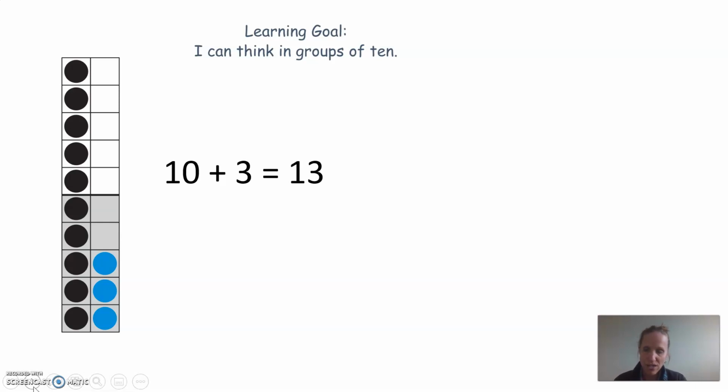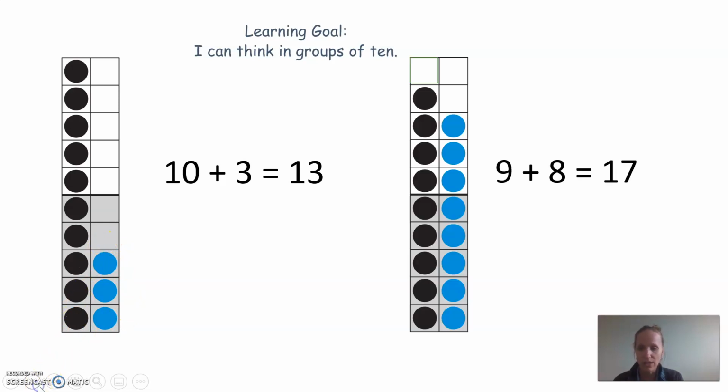So imagine a 10 frame. You take a look at it and you're looking for groups of 10. You're finding that group of 10. This one's pretty easy because the 10 is already there. So you grab the 10 and you add on 3. So 10 and 3 makes 13.